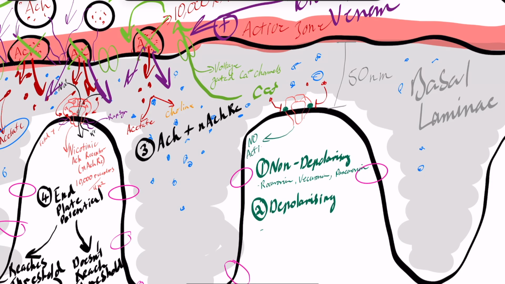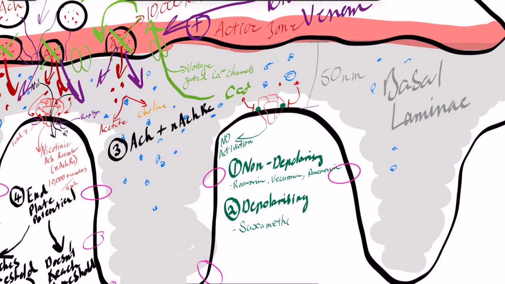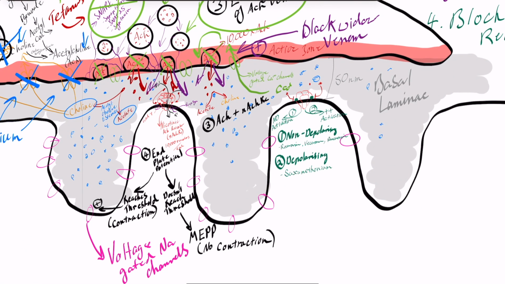While depolarising blockers like succinylcholine, also known as suxamethonium, activate the receptors directly, causing depolarization, but they stay bound. This is called a phase 1 block. But with prolonged exposure, the receptor becomes desensitized and you get a phase 2 block that behaves similarly to a non-depolarizing block on a train-of-four monitor. The clinical result in both cases, though, is that the muscles can't contract, leading to flaccid paralysis.